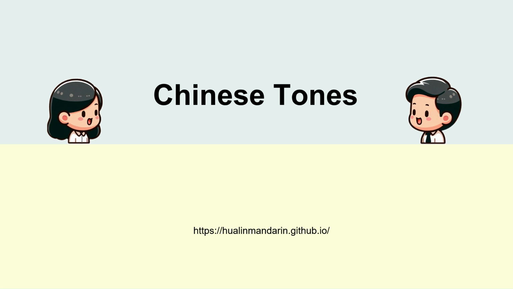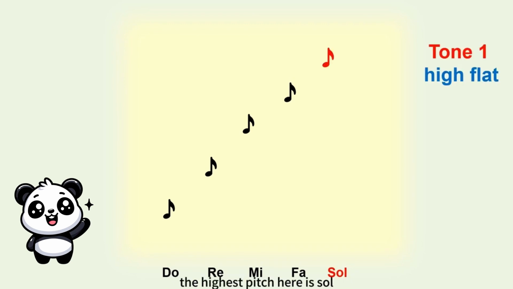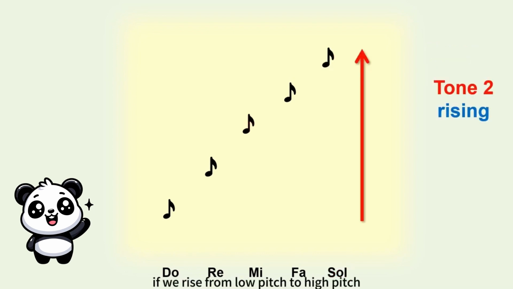Chinese tones. Chinese tones and music notes are both involved with pitch changes. We all know the music notes. The highest pitch here is so. It's similar to the first high tone. If we rise from low pitch to high pitch, it's similar to the second rising tone.